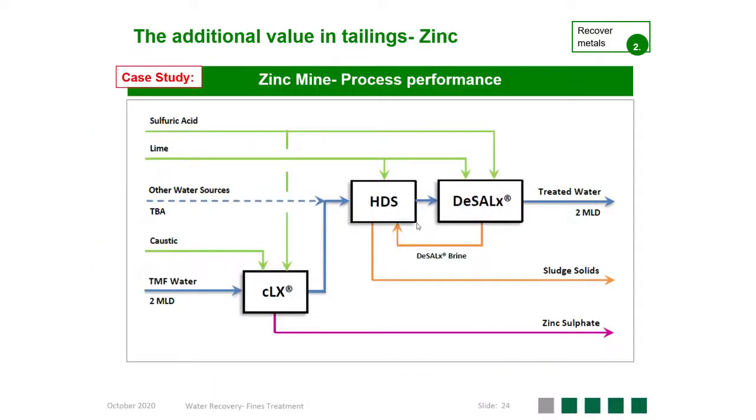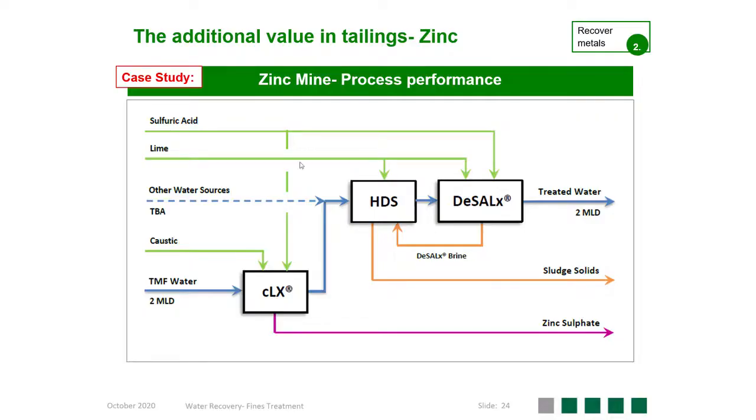An example of this is at a zinc mine where a water treatment plant was required on the tailings end of the plant. The water treatment required precipitation, conventional precipitation HDA system, as well as the desal X we looked at earlier, to ensure that the water is treated to a standard that will remove contaminants as the water is recycled back to the plant.